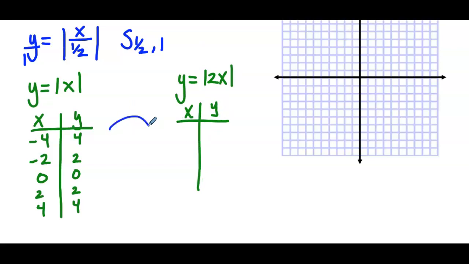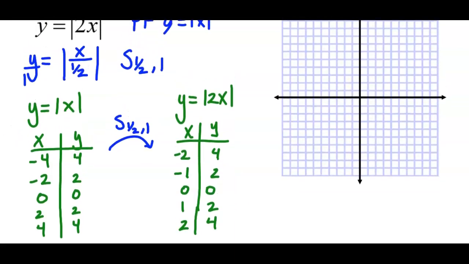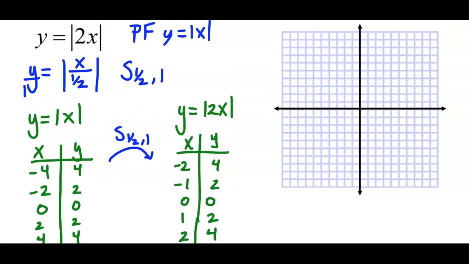So again, we're going to use our scale factor of 1/2, 1. Okay, so multiply each x value by 1/2, so that's going to be -2, y stays the same. And then we have -1, 2, 0, 0, 1, 2, and 2, 4. So these points are really nice to plot as opposed to that 1/2 we would get if we used 1 or -1. So we can plot our points.